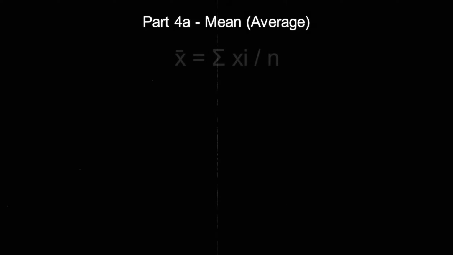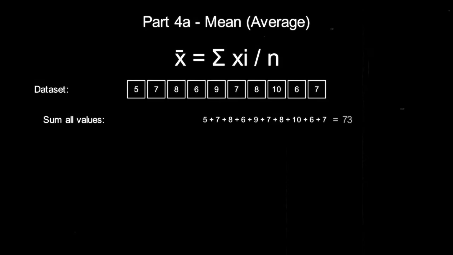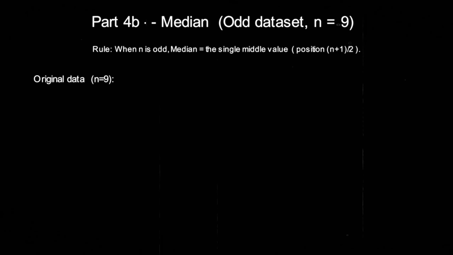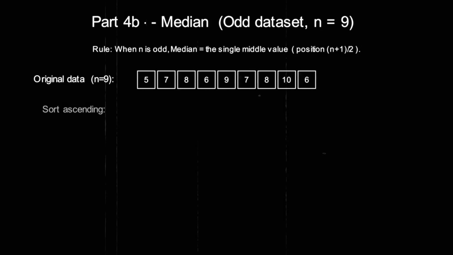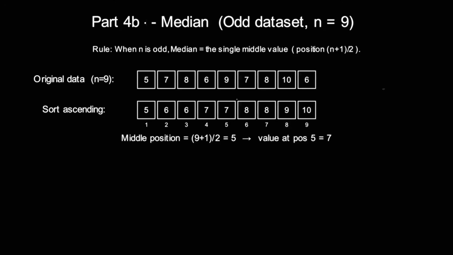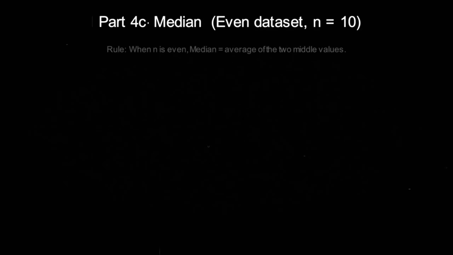Now, the most important part: numbers that describe the center of the data. Mean, or average, is the sum of all values divided by the number of values. For raw data, x bar equals the sum of x sub i divided by n. Median is the middle value when data is sorted. If you have an odd number of values, the median is the middle one. If even, the median is the average of the 2 middle values.